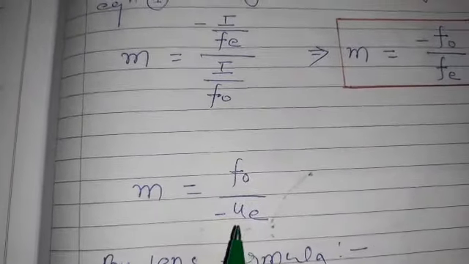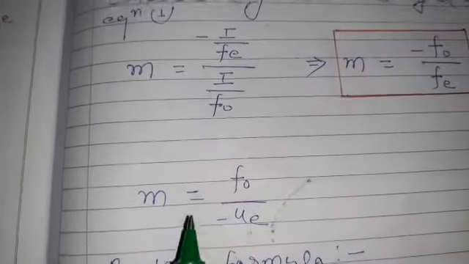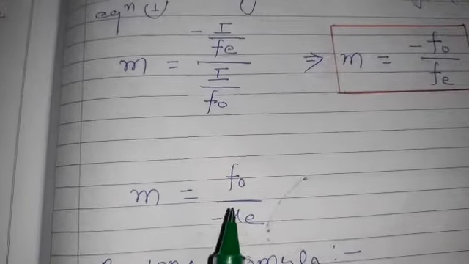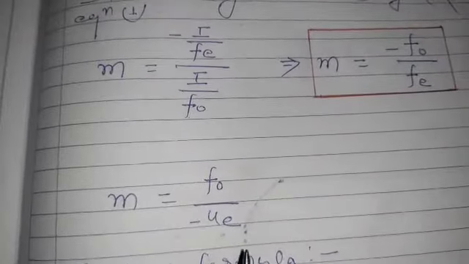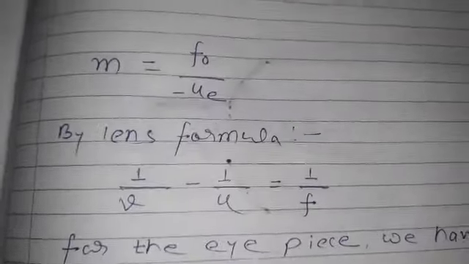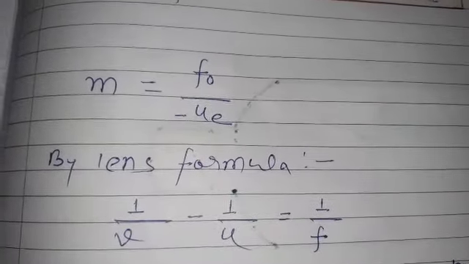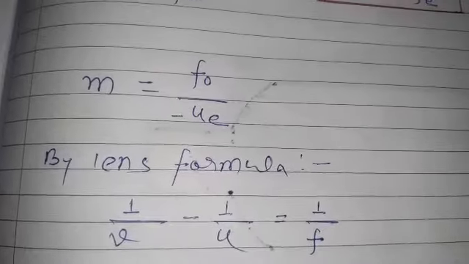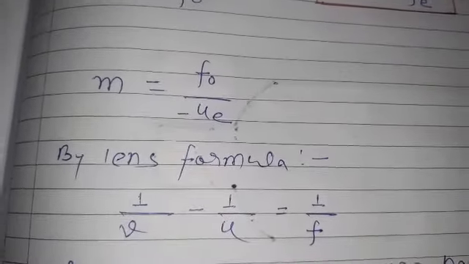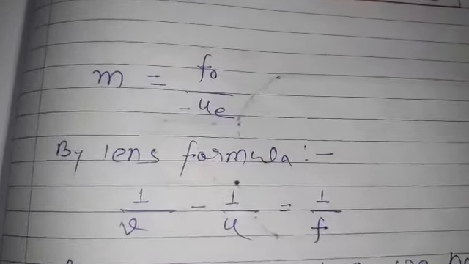I think it is clear why I took minus ue here, according to the rules of image formation. By the lens formula, we have 1 upon v minus 1 upon u equals 1 upon f. v is your image distance, u is your object distance, f is your focal length.